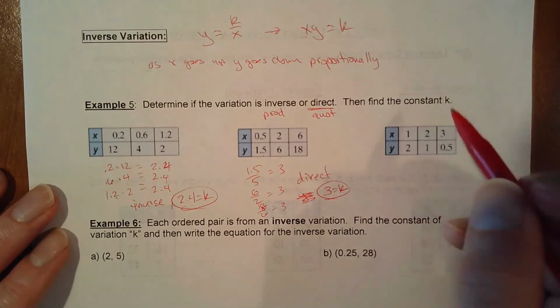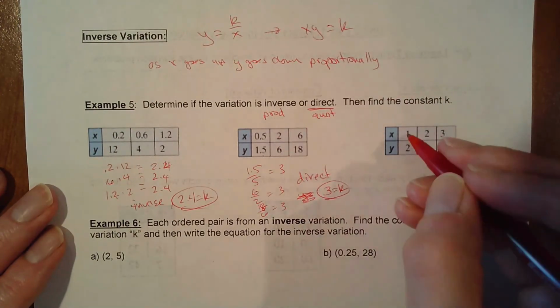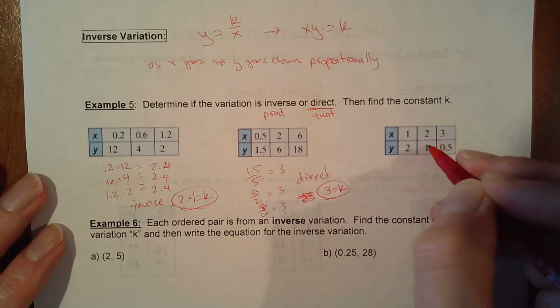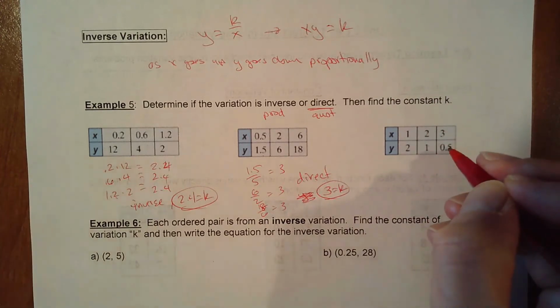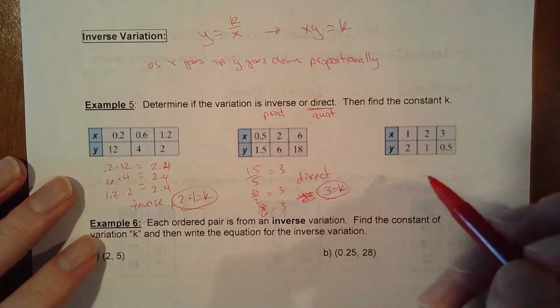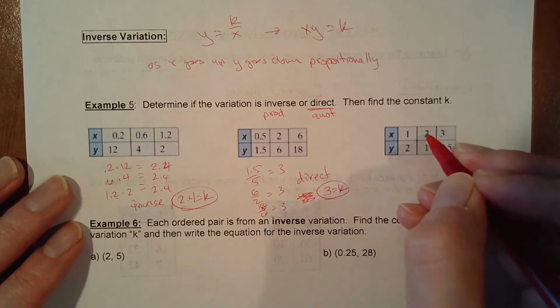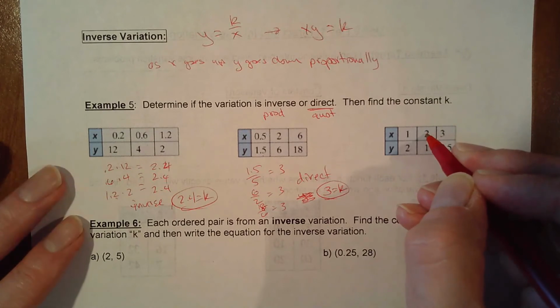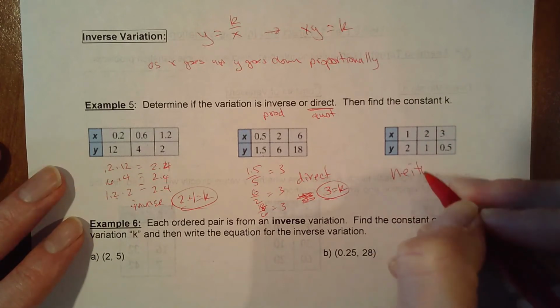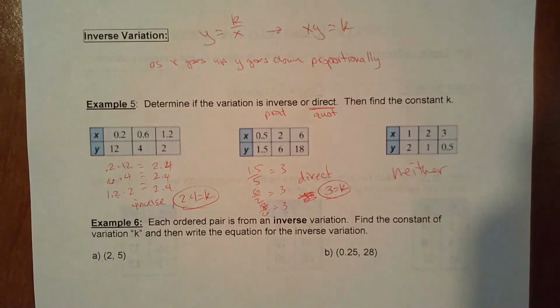And the last guy here, again, check the products. 1 times 2 is 2. 2 times 1 is, well, that's 2. But then 3 times a half, that's not 2. So it's not inverse. Now let's check direct. So 2 divided by 1 is 2. 1 divided by 2 is a half. That's not it either. So this one's actually neither. This one didn't meet either of those criteria.